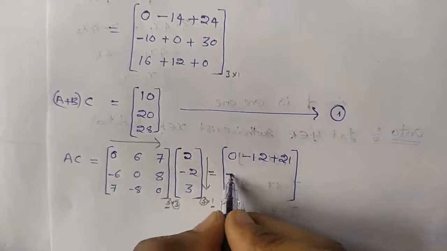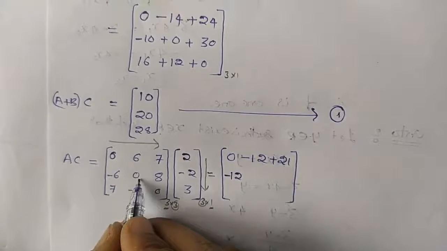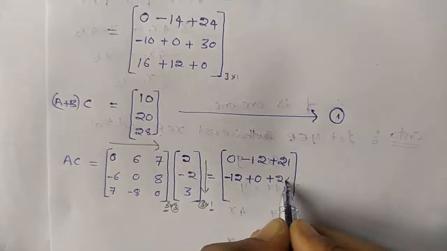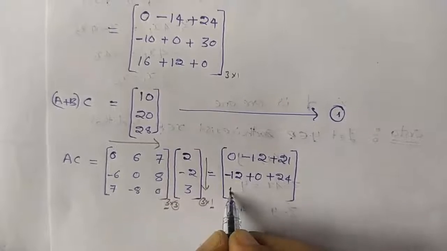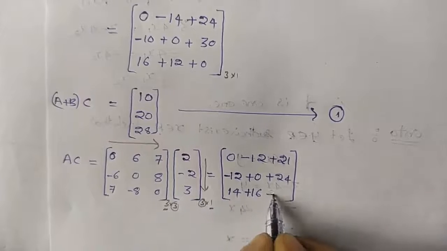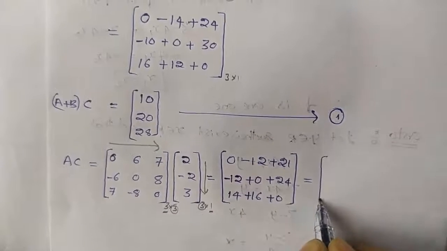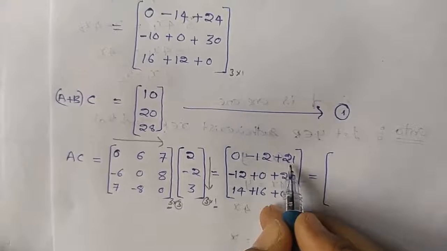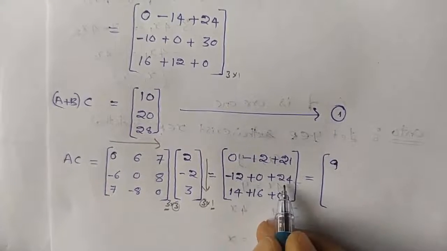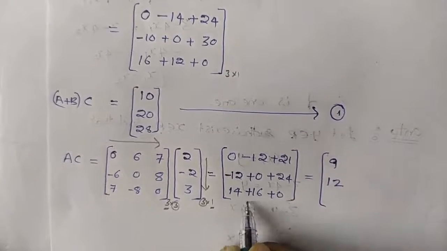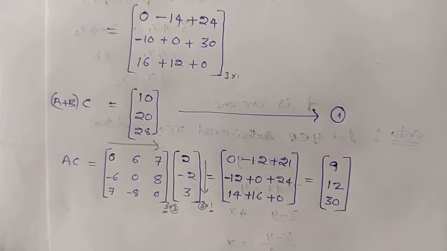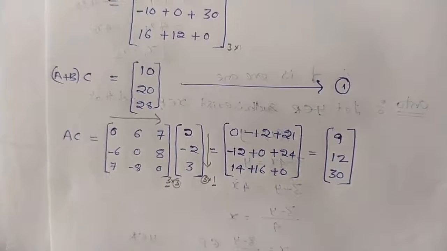Minus 6 into 2 is minus 12. 0 into minus 2 is 0. 8 into 3 is 24. 7 into 2 is 14. Minus 8 into minus 2 is plus 16. 0 into 3 is 0. That is equal to minus 12 plus 21 is 9. Minus 12 plus 24 is 12. 14 plus 16 is 30.